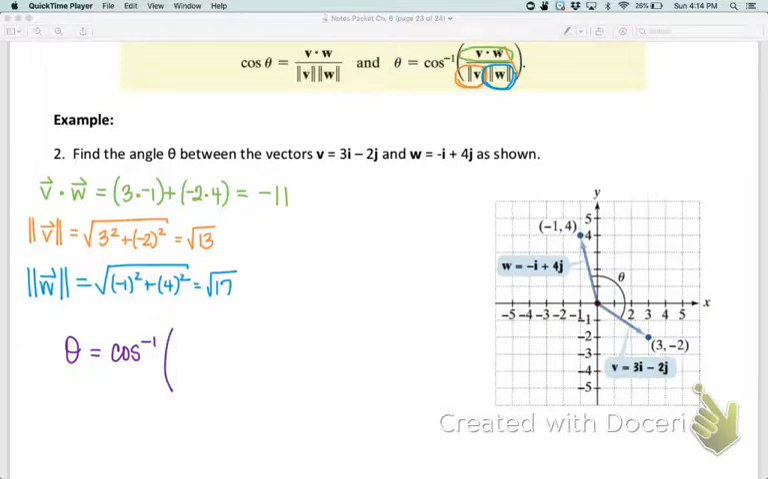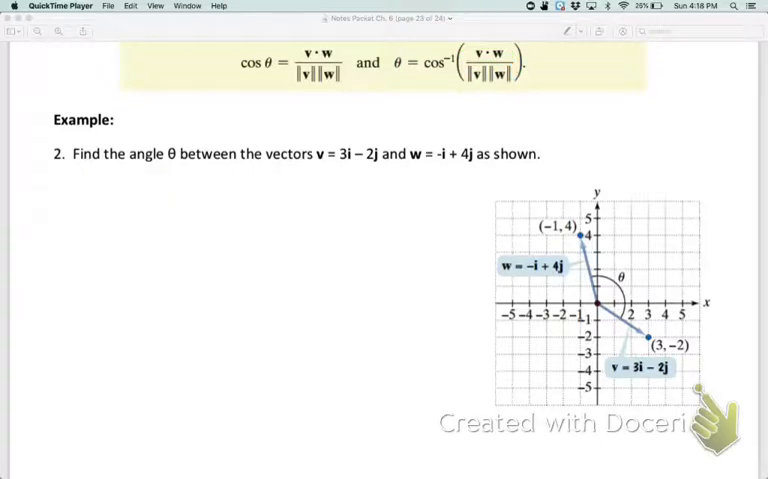So the dot product was negative 11 over the square root of 13 times the square root of 17. And you just put that all straight into your calculator and you get 137.7 degrees. Make sure you're in degree mode, and you're going to have to use some parentheses there when you type all that in. But that is what we get. That's a 7, not a 4. 137.7 degrees is that angle between those two vectors. That is probably not drawn to scale, but that appears pretty close based on what we're looking at.